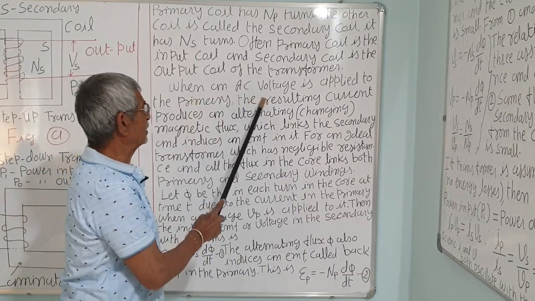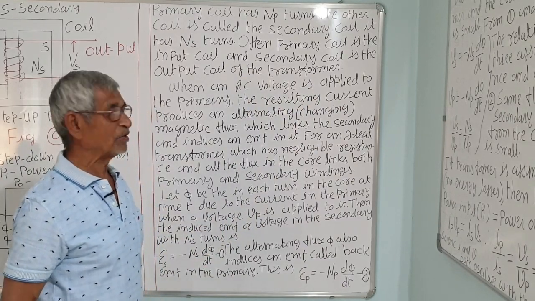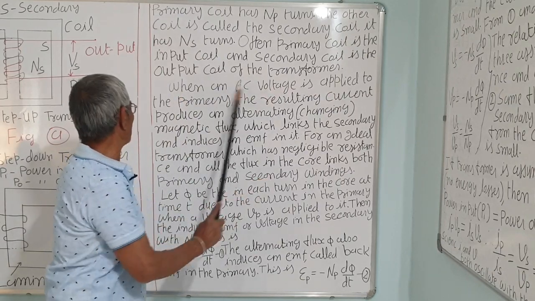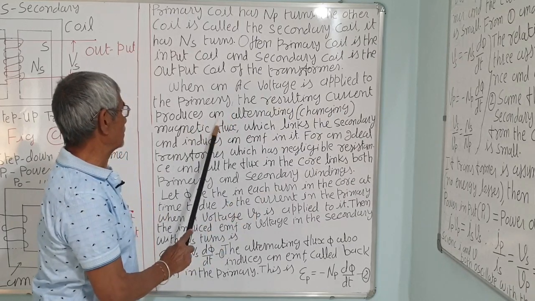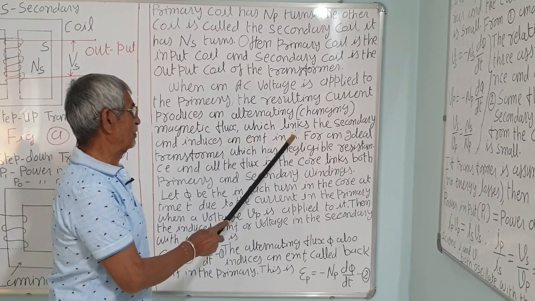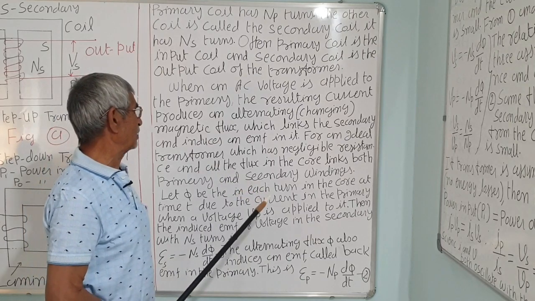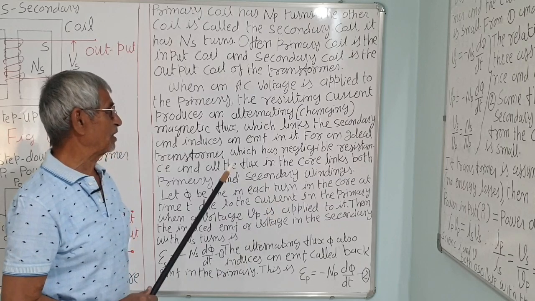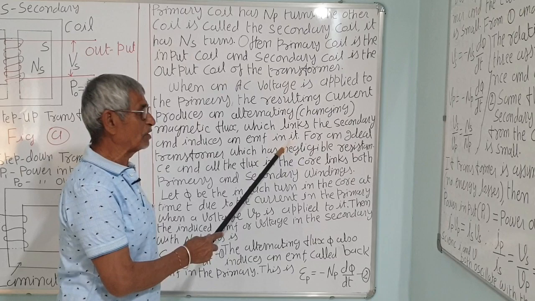When an AC voltage is applied, remember again, it cannot work for DC, because there should be a change in the magnetic flux with time. When an AC voltage is applied to the primary, what would happen? The resulting current produces an alternating, that is changing, magnetic flux, which links with the secondary coil also. That varying magnetic flux links with the secondary coil and induces an EMF in the secondary coil.